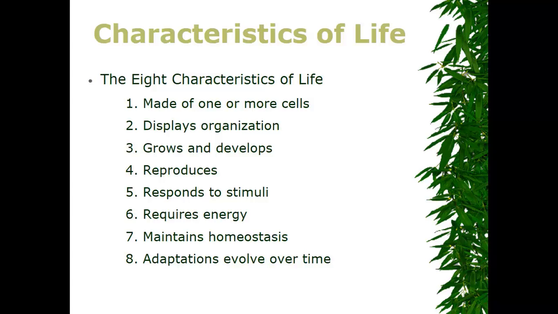There are actually 8 characteristics, depending on the text you read, 7 or 8, but I went the extra mile and put 8. The 8 characteristics are: 1, all things are made of cells. Cells are the basic unit of life. Every living thing must be made of cells. If it doesn't contain a cell, it is not living.